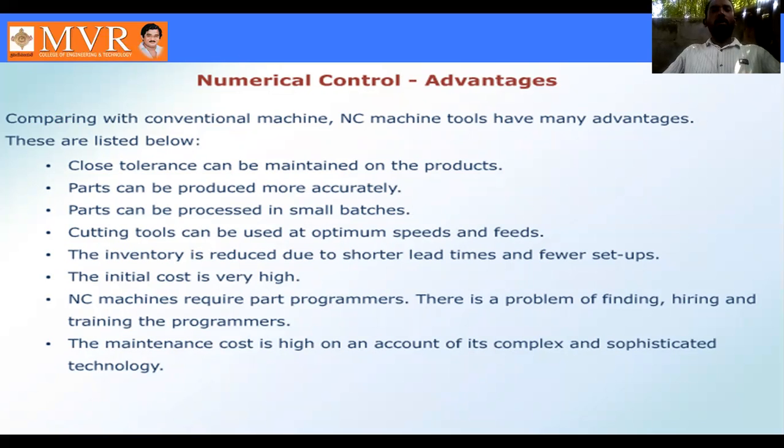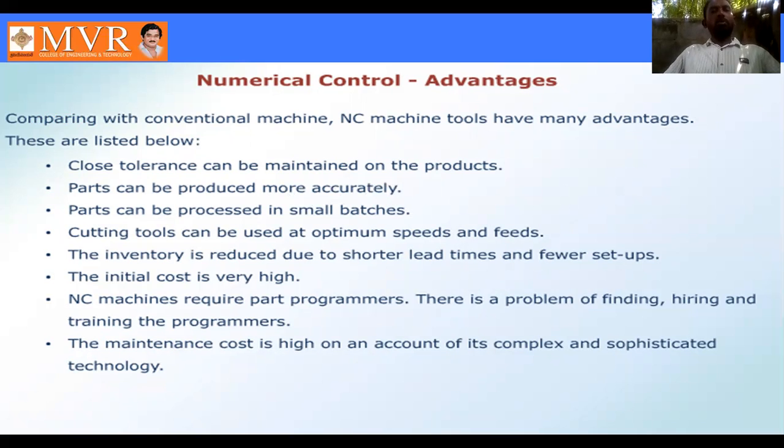So what are the advantages of numerical control, by a man operating the machine and doing the work? Comparing with the conventional machines, NC machines have many advantages. They are listed below. The first one is close tolerance can be maintained on the product. That is the first one.